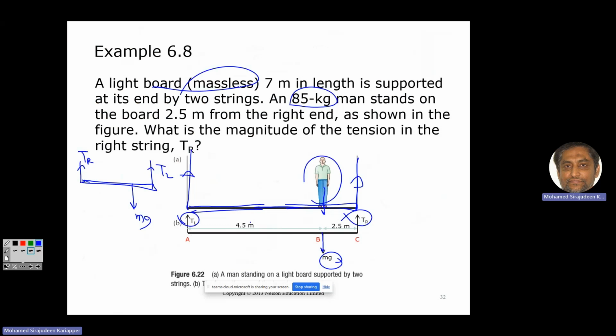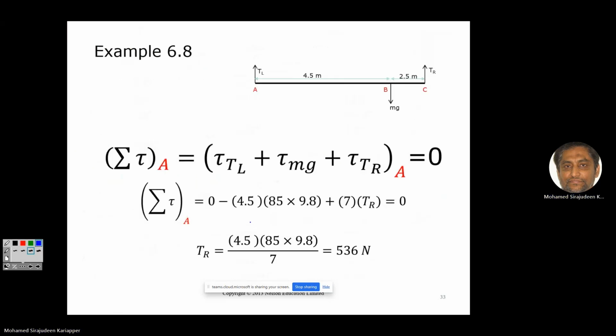3 forces are acting on this plank and it is horizontal. That means it is in equilibrium, right? It doesn't say in so many words it is in equilibrium, but you have to understand it is kept horizontal, meaning it is in equilibrium. So we can apply the equilibrium conditions. So let me go to the next slide.